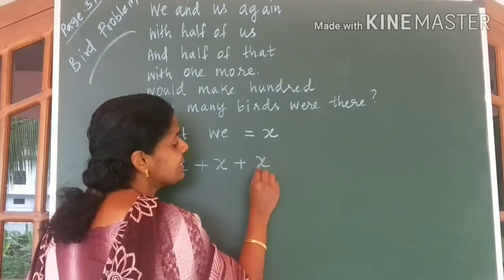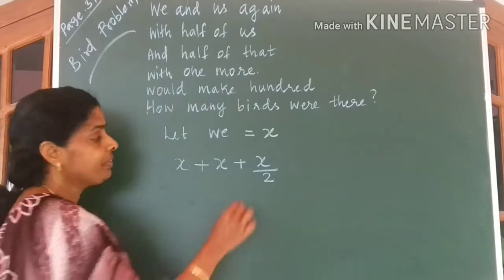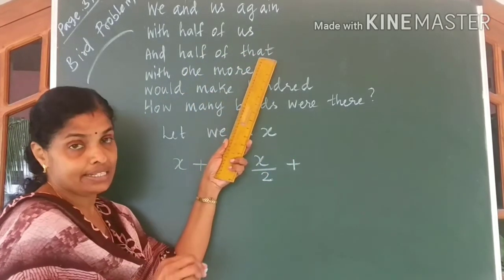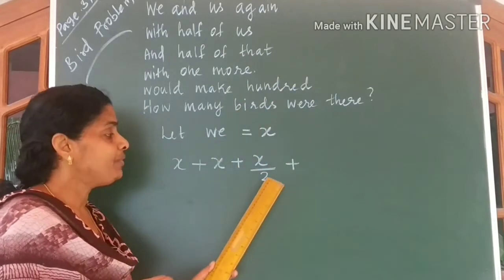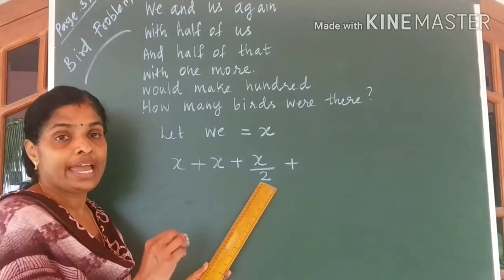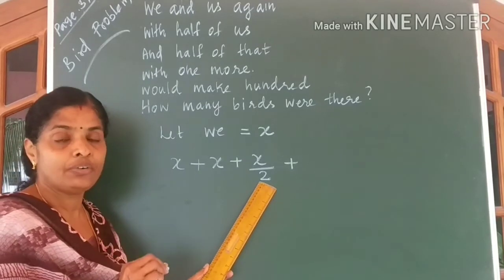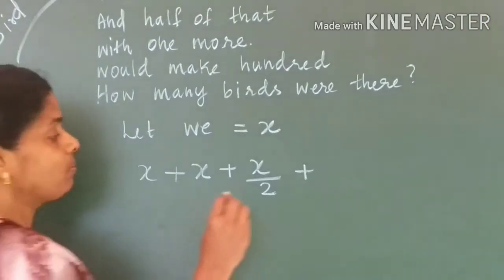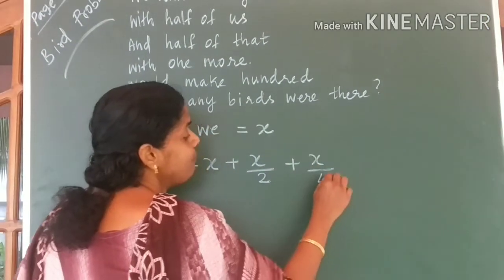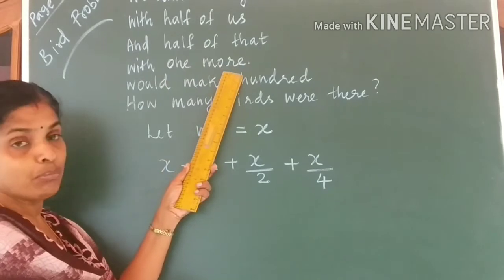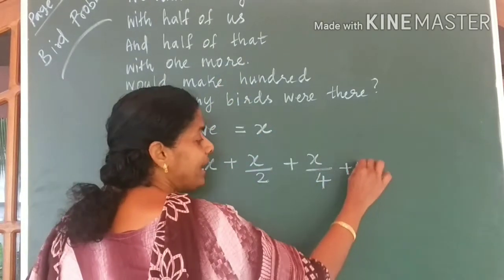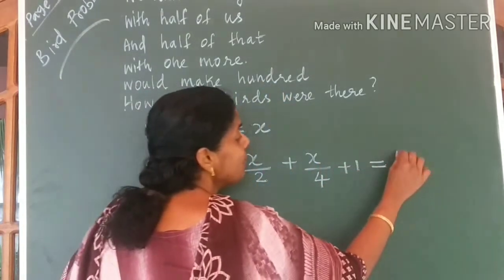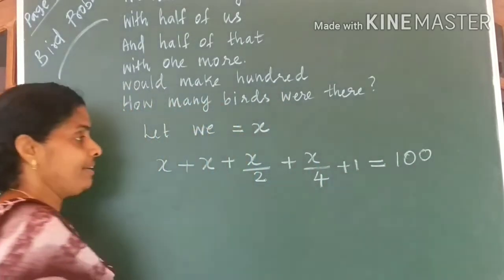So I can write it as x by 2 plus, and half of that. That is, we have to take half of x by 2. What is half of x by 2? We can say it as x by 4. x by 4 with one more. So you add 1, gives you, would make 100. So let us write 100 here.